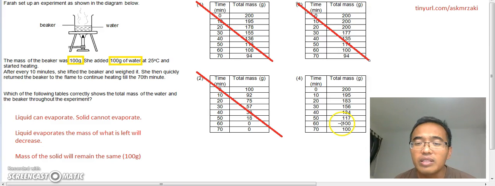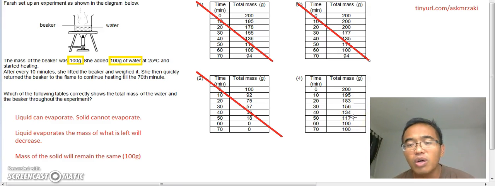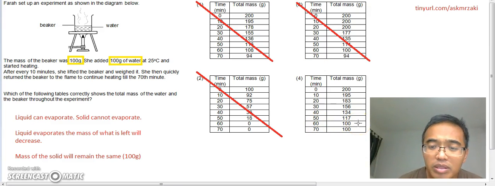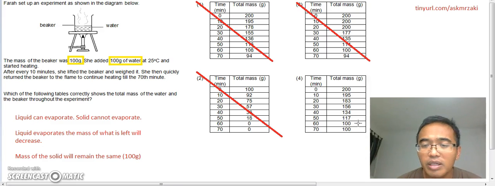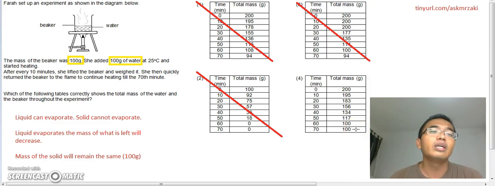So we are left with answer number 4. So let's check. Okay, 200 grams, as the water evaporates becomes 195, more water evaporates becomes 183, and then 156, 134, 117, and so on until an hour later, 60 minutes later, it becomes 100 grams. That means all the water has evaporated, and here still 100 grams because the beaker cannot evaporate. So the answer here is option 4.